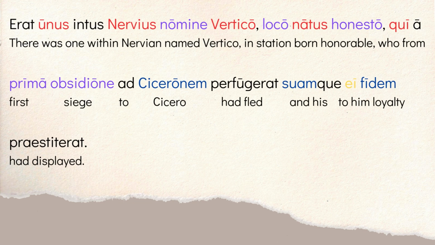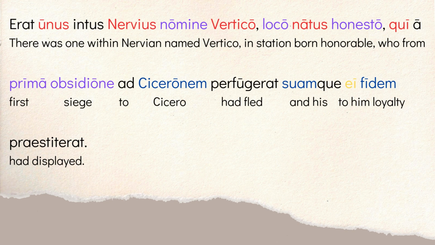Then you have erat unus intus Nervius nomine Vertico, loco natus honesto, qui a prima obsidione ad Ciceronem perfugerat, suamque ei fidem praestiterat, rather. So there was one, unus, one man. Intus means within, so within the walls, in the camp. There was one Nervius, describing someone of the Nervi. And this should catch your attention. You're like, wait, aren't the Nervi besieging the Romans? What's happening here? So there's one Nervian actually inside the camp, on the Roman side, nomine Vertico. His name is Vertico.